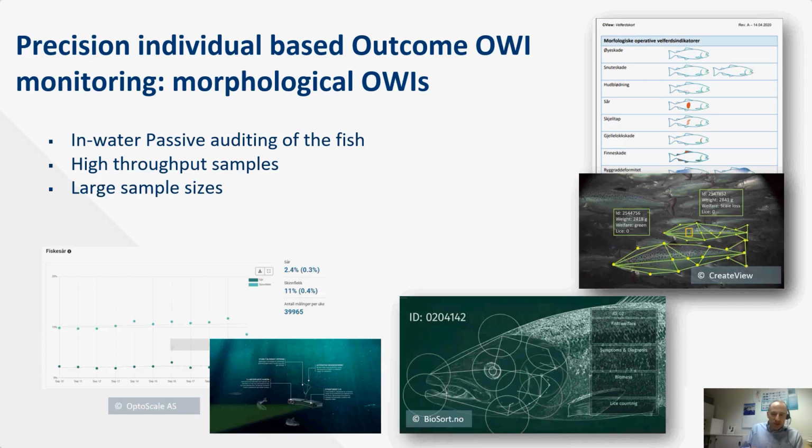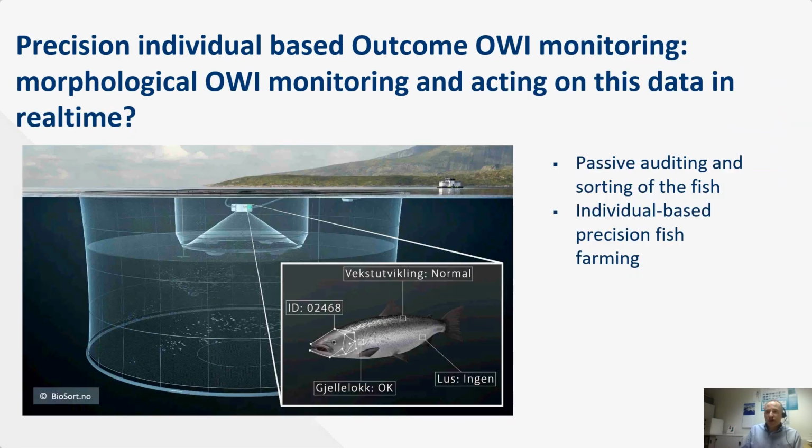And when you crowd the fish, when you net them, when you subject them to air exposure, when you anesthetize them, when you handle them, how do these factors affect the OWIs that we're interested in? So now there are numerous commercial companies that have a key objective for passive individual-based morphological OWI monitoring, such as Optiscale here, Biosort again, and also CreateView. And they're using camera-based technology and machine learning for welfare monitoring.